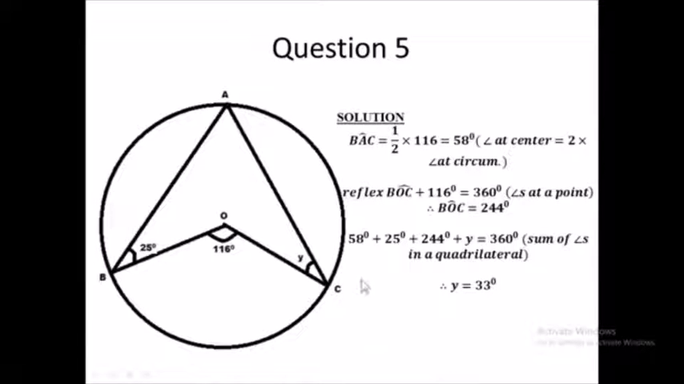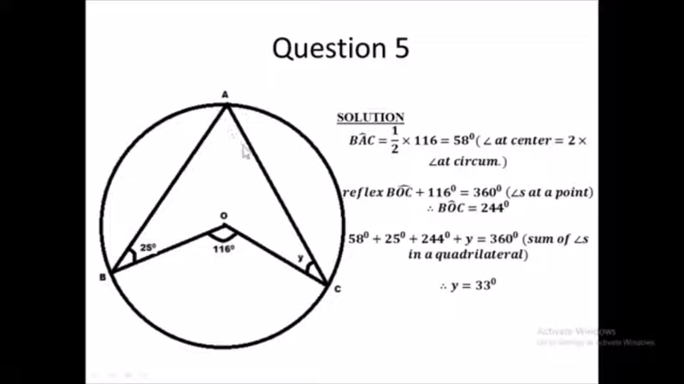Then the next question is like the one we just solved. Now we can find this angle here because there's a relation between this angle and this angle. The angle at the center is twice the angle at the circumference. So this one is going to be half of this angle. So angle BAC, this angle here, is half of 58 degrees.